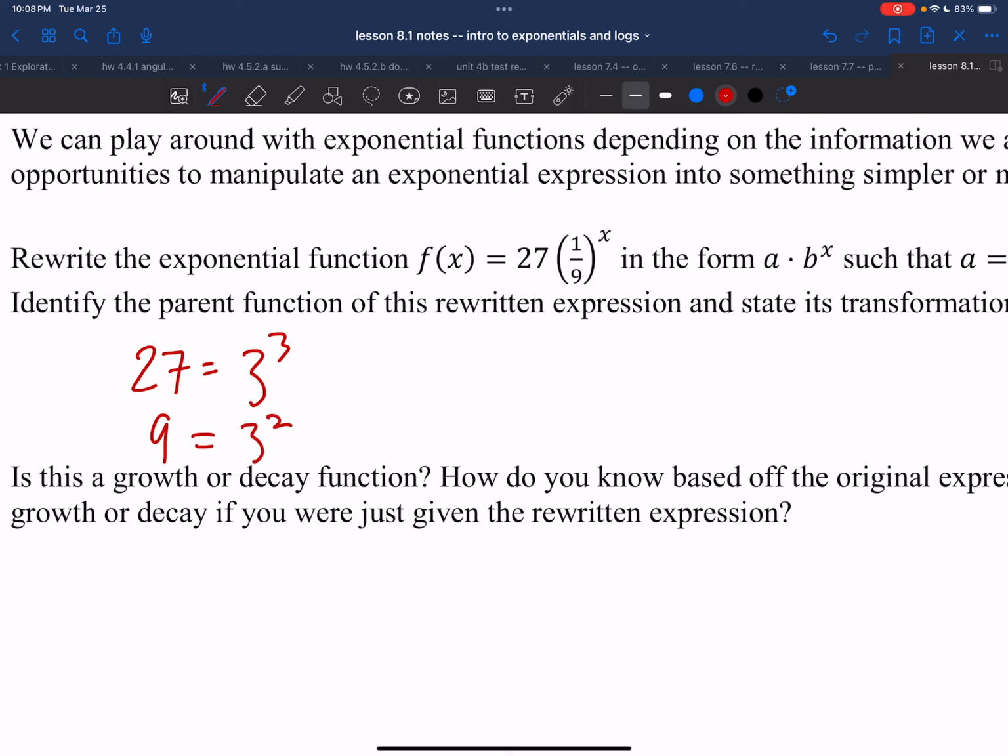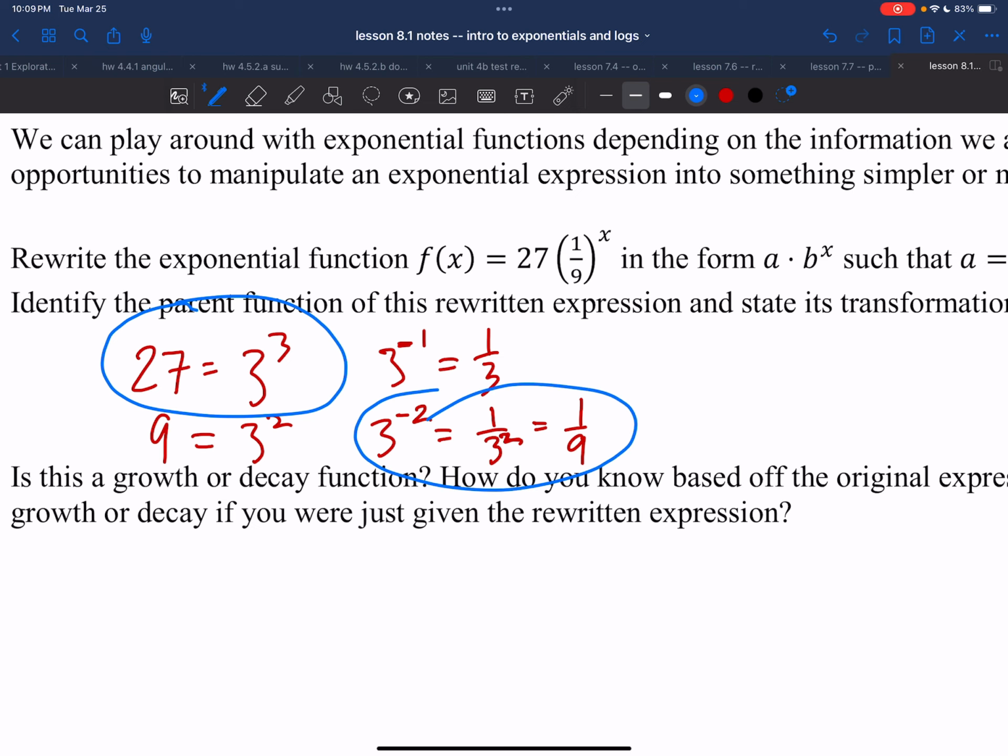And in fact, 1/9, right? If you recall, 3 to the negative 1 is 1 over 3. And that means that 3 to the negative 2 is 1 over 3 squared. But 3 squared is 9. So there's 2 bits of information here. 27 is 3 cubed. And 3 to the negative 2 is 1/9.